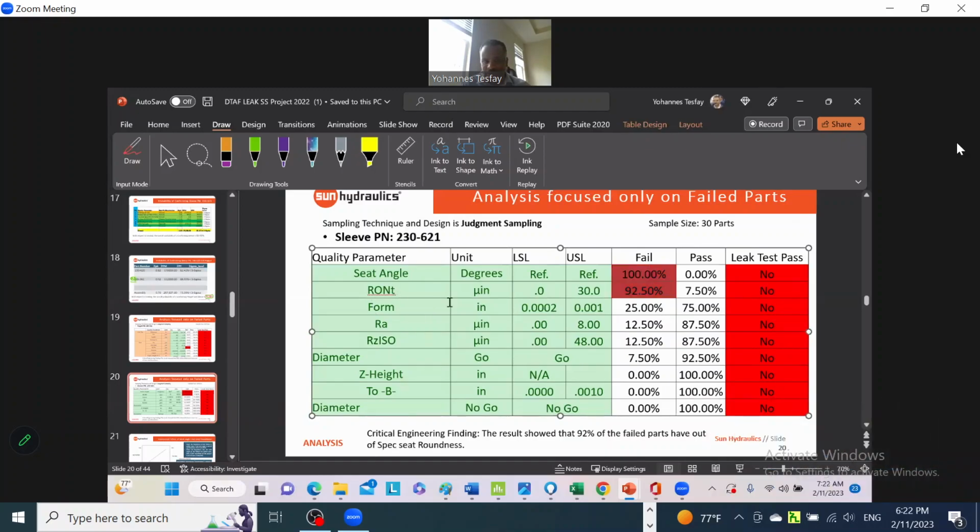Seat roundness, those are bad, and the prediction is bad, and those are categorically correlating, but the others are not correlated as such. So 92% of failed parts showed out of spec for seat roundness. Then, this is the interaction effect.